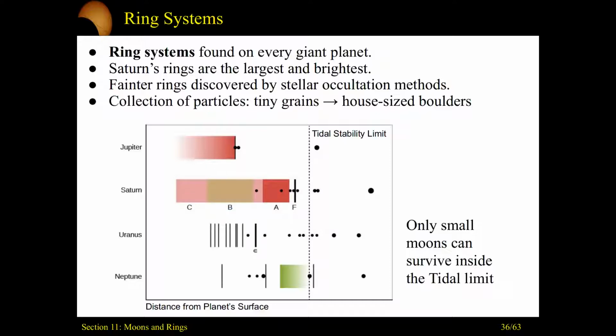Now, this won't happen to every moon. You'll notice that there are some moons orbiting within the rings underneath this tidal stability limit. That's just because the mass and size of these moons are small enough that they don't get destroyed by tidal forces. But in general, underneath this, you're going to find rings around the giant planets. And what are they? They're tiny grains to maybe house-sized boulders floating around, rotating around their planet.